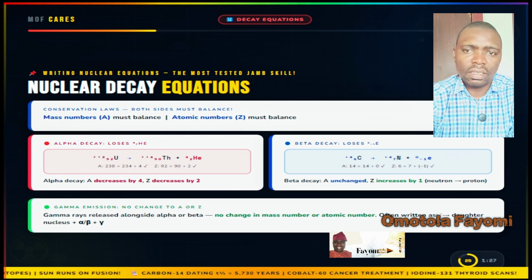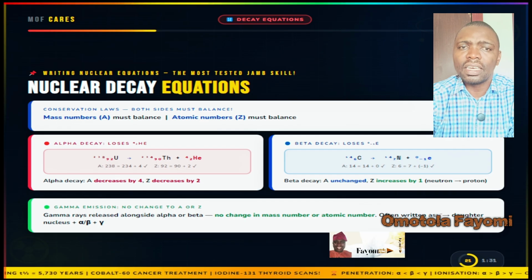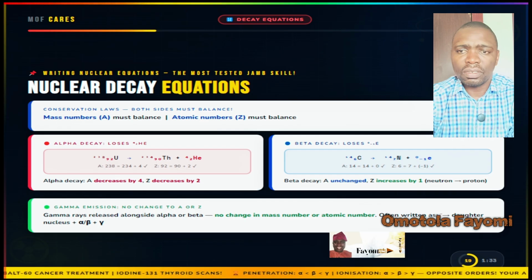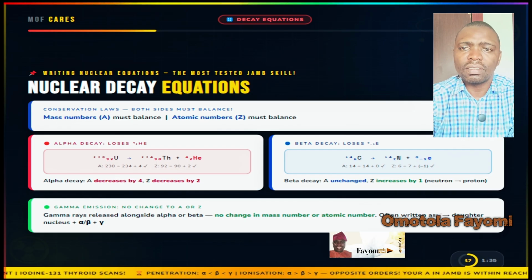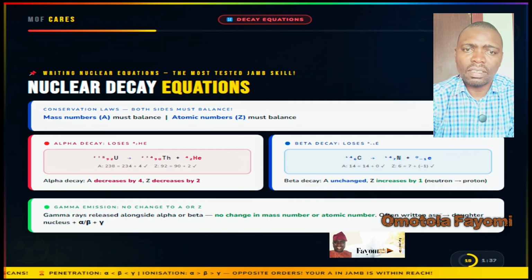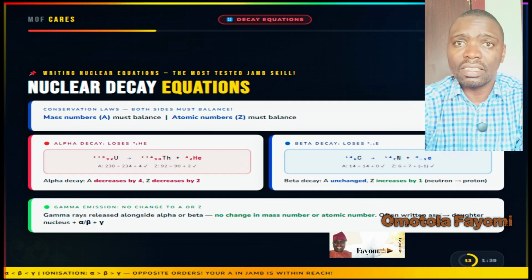A nuclide is any specific nucleus defined by its A and Z. What about a radioisotope or radionuclide? It is an unstable nuclide that undergoes radioactive decay to release energy and achieve stability.